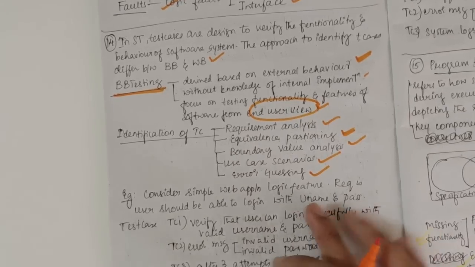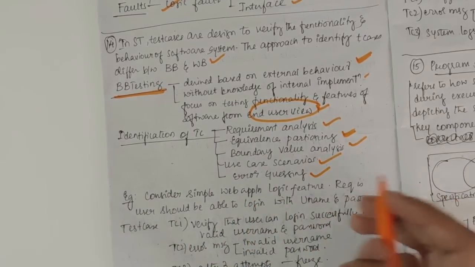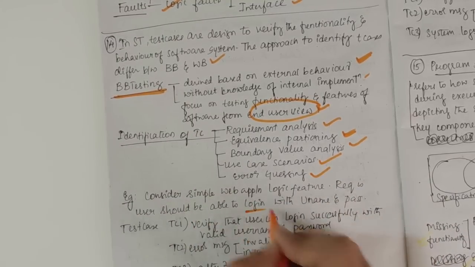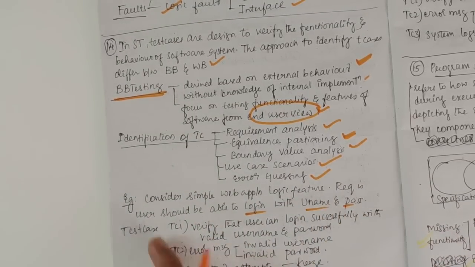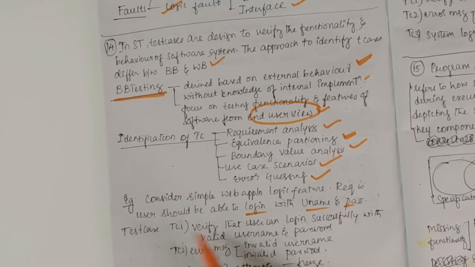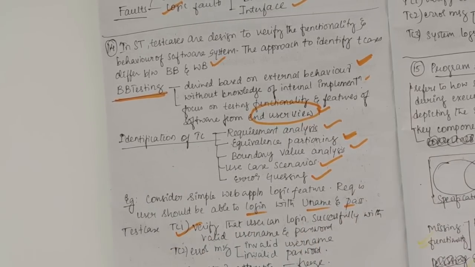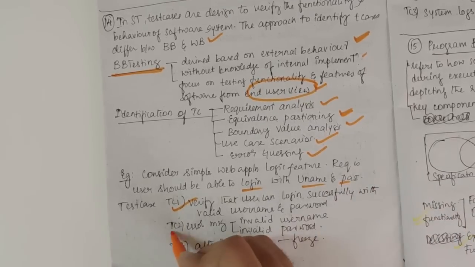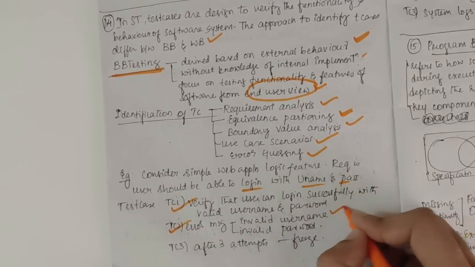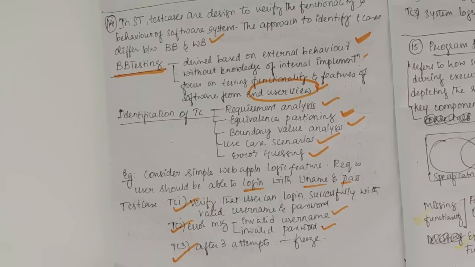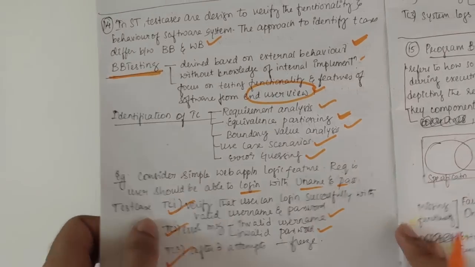Looking at an example here, consider a simple web application login feature. Requirement is user should be able to log in with username and password. So here test cases generated could be to verify that the user can log in successfully with valid username and password. This is one test case. Next test case could be error message, either the username is invalid or the password is invalid. Next test case could be after 3 attempts, the login window could freeze and the person may not be able to log in further.